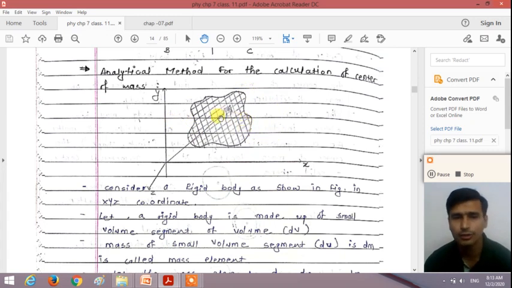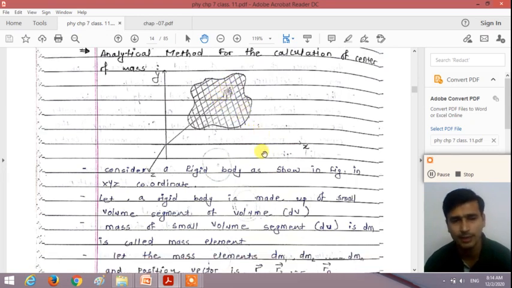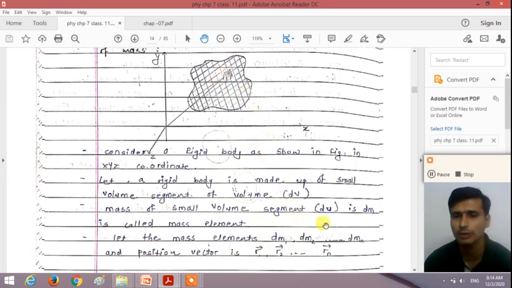Divide this asymmetrical body into small volume segments, where the volume of each small segment is dV. Let us consider that this rigid body is made up of small volume segments dV. Calculate the mass of this small volume segment. The mass of the small volume segment dV is dm, which is called the mass element.